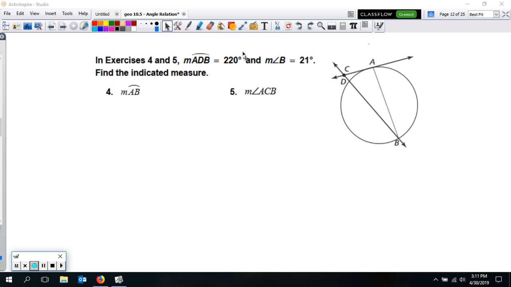That's what they're saying there is 220 degrees. That's this whole arc here. The measure of angle B, that's right into here, is 21 degrees. So put a little 21 in that one. Now we want to find the indicated measure. We want to find the measure of arc AB.